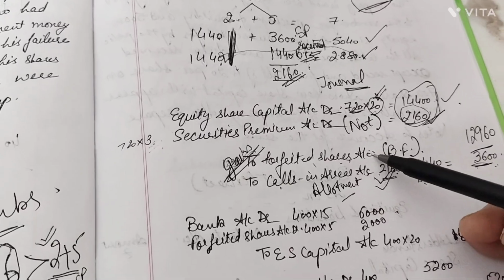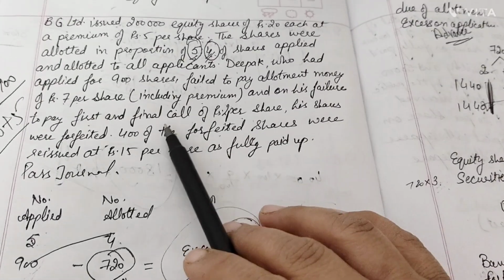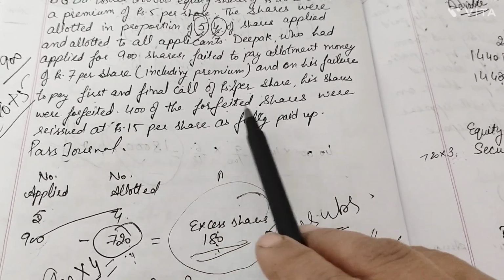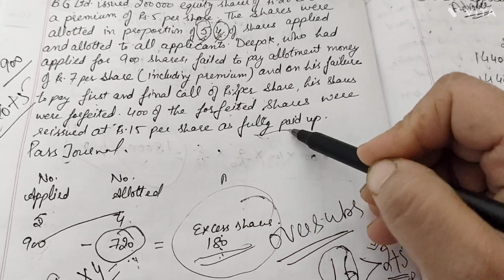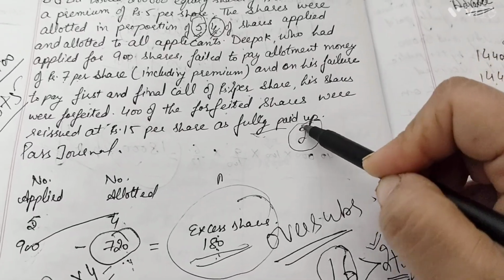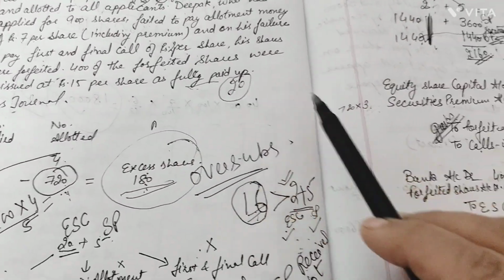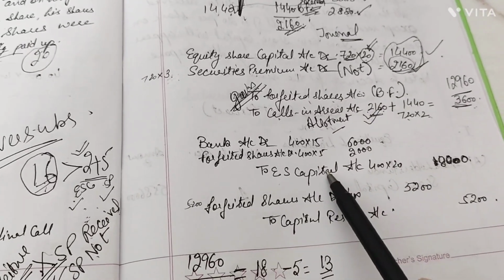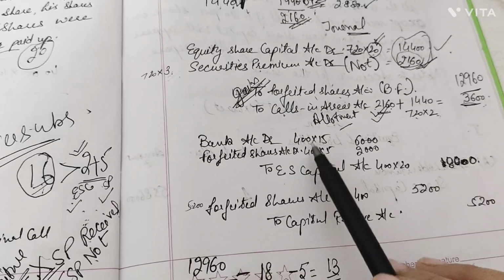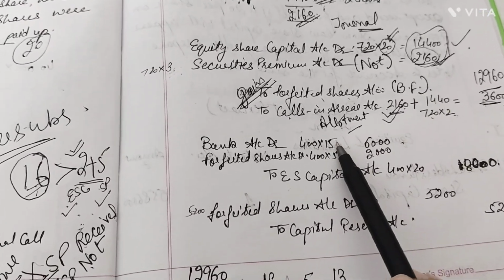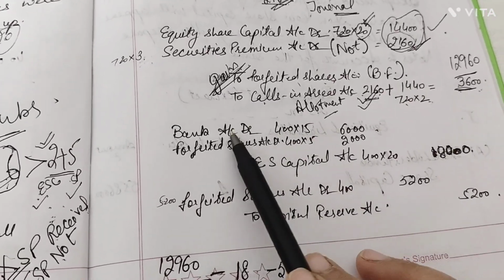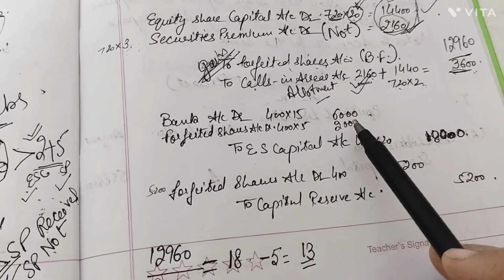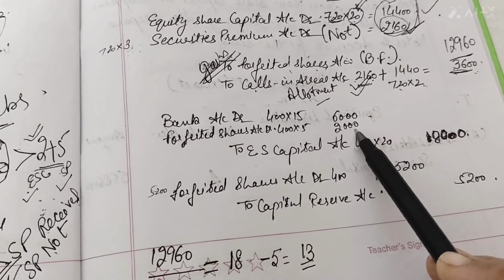Got it? So now next he says that these Deepak's shares were forfeited, and 400 of these shares were reissued at 15 fully paid up. Fully paid up means, what was the value of the share? Equity share capital was 20. So 400 into 20 is the equity share capital which was reissued. Reissued means equity share capital is going out. What is coming in? 15 rupees is coming in per share. So 400 into 15, bank account debit with 6,000.